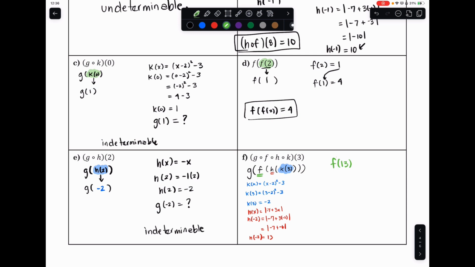So I can't continue from this on. So from this point on, I don't know what this value is, which I can then not plug into g. So this is indeterminable. And there, that concludes our notes for topic 2.7, composition of functions.